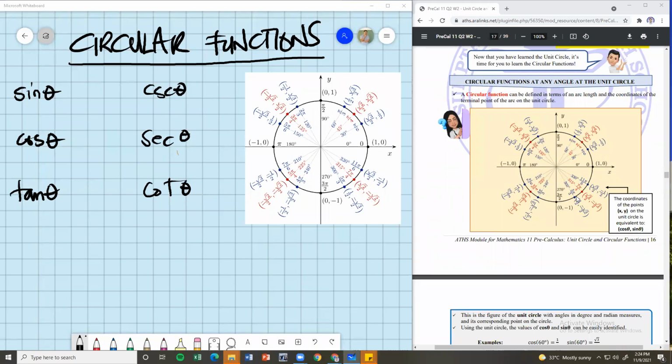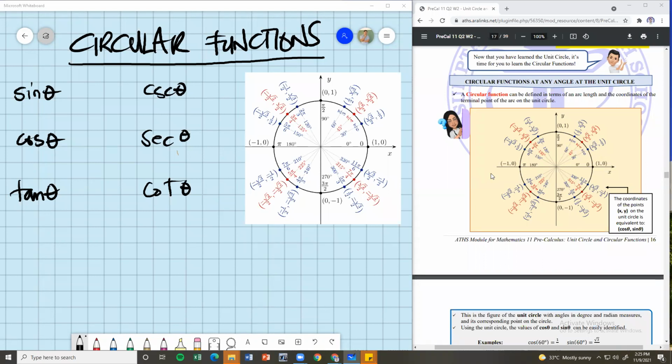Okay, so we're now back with our circular functions. And this time we will be learning the sine, cosine, tangent, cosecant, secant, and the cotangent using our unit circle. Okay, let's now start. I suggest you secure a copy of this unit circle because this will be your Bible. This will help you in this process.